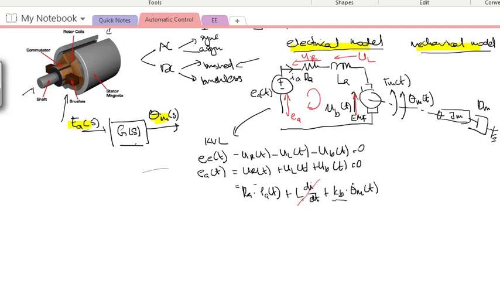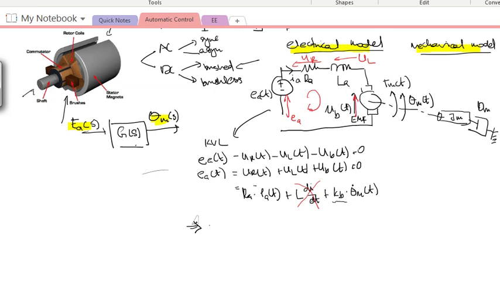L di/dt: if we consider that the motors rotate at a constant speed, di/dt, the variation of current as a function of time, will be equal to 0, and this is going to be very, very small. We can neglect L di/dt. So at the end, the electrical equation would be Ea(t) equals Ra multiplied by Ia(t) plus Kb theta dot m(t). So that is our first equation that comes from our electrical model.